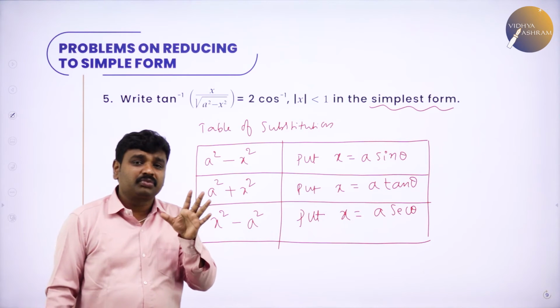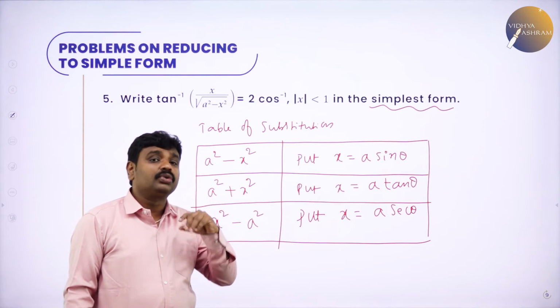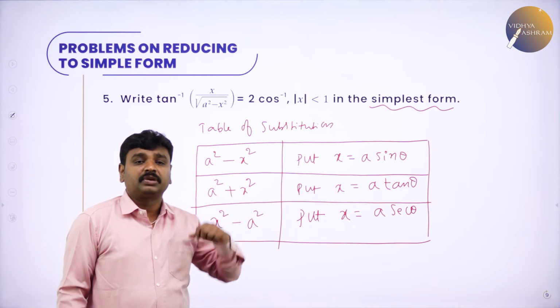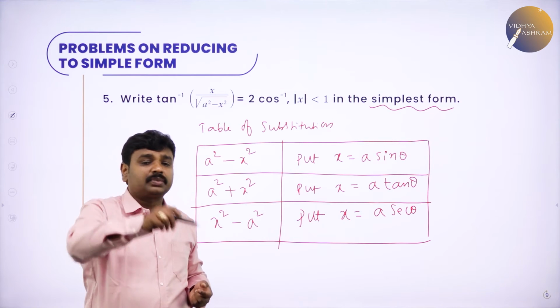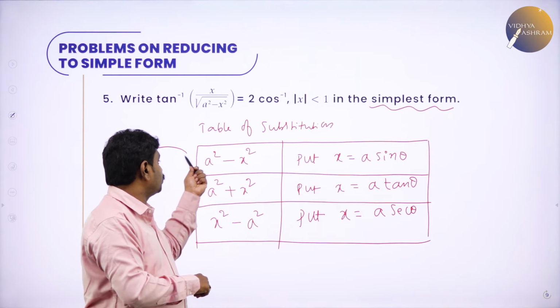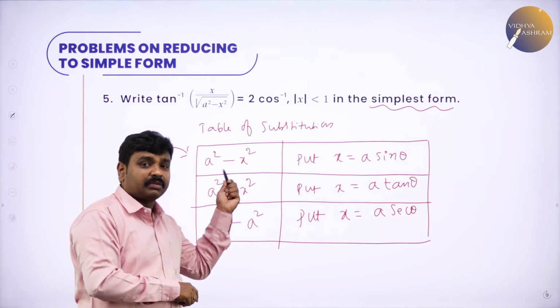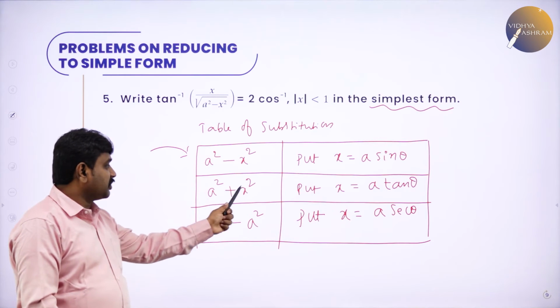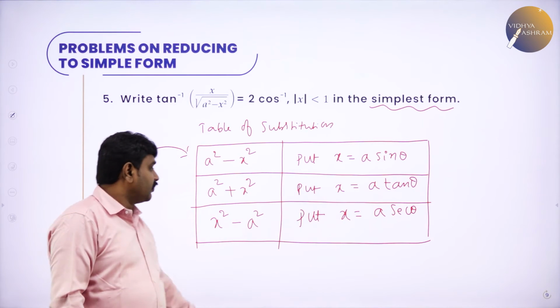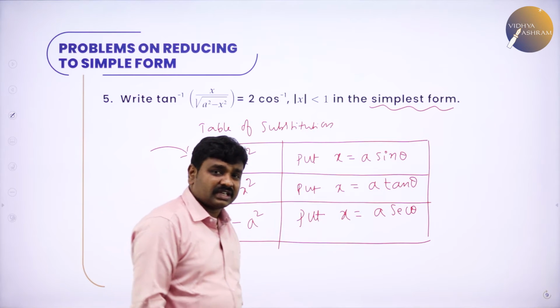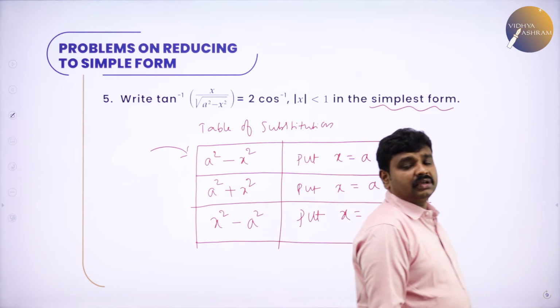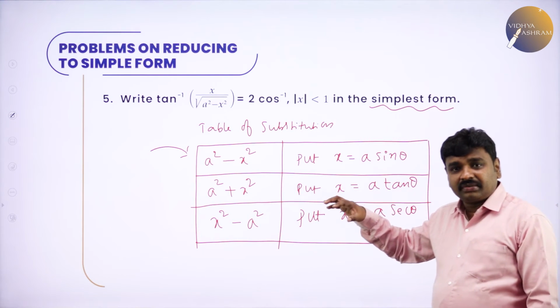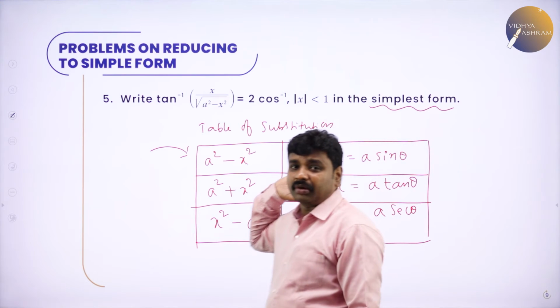In next classes, when doing problems, I will not help you to substitute. Your mind should help you to substitute, when you store this table of substitution in your mind. What is the table of substitution? For a square minus x square, x is a sin theta. For a square plus x square, x is a tan theta. For x square minus a square, put x as a secant theta. Got it? Copy this, become thorough, then we'll go ahead with the problems.